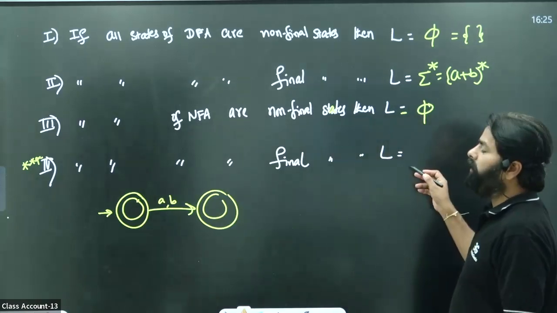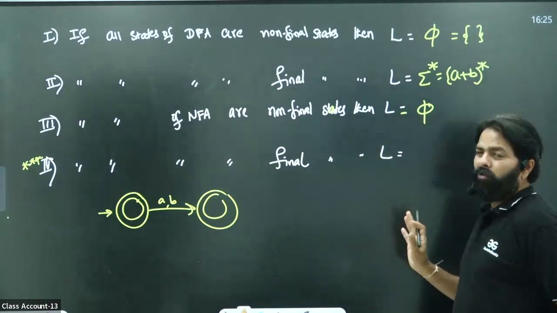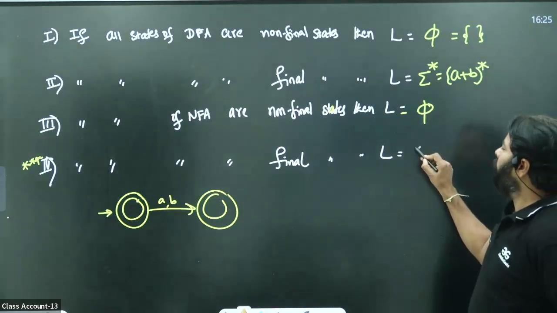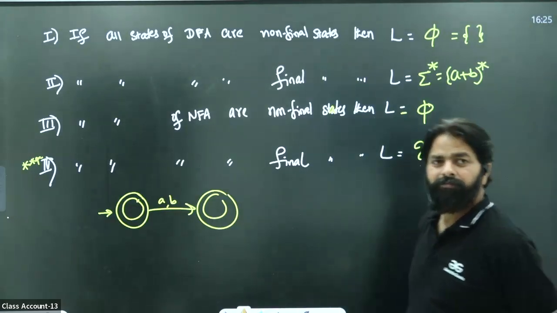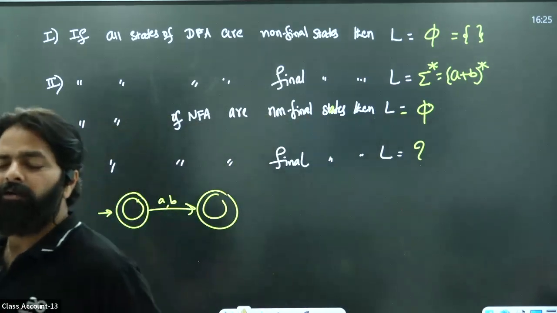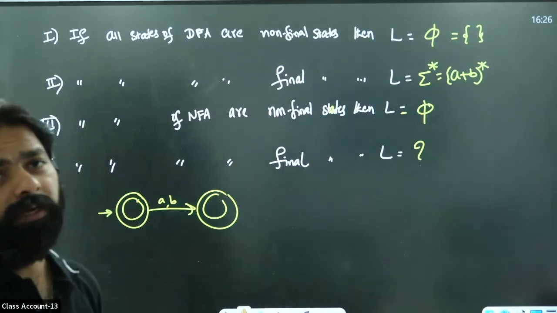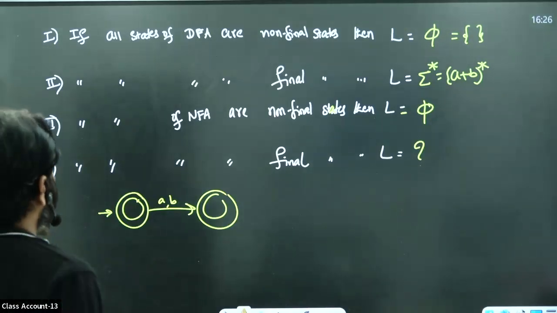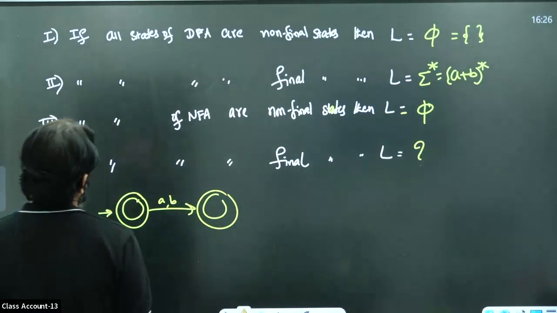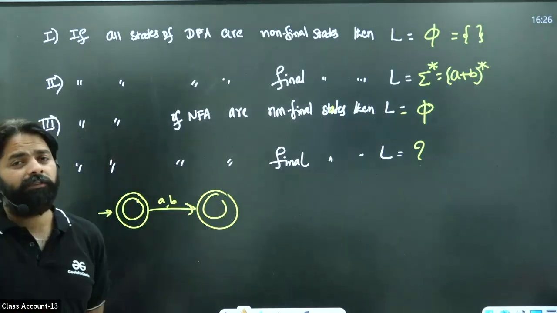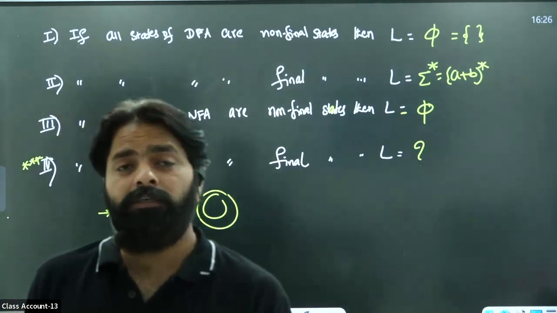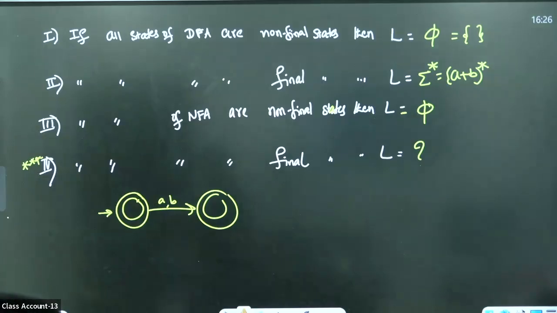We cannot say what is L, but what we can say, definitely epsilon will be there, it is a part of L, but we cannot say what is the language. If every state is final, then one thing we can understand, epsilon is there definitely in the language, because the initial state is also final. The fourth one, you cannot answer a particular language because you don't know what language that is accepting without looking at it.